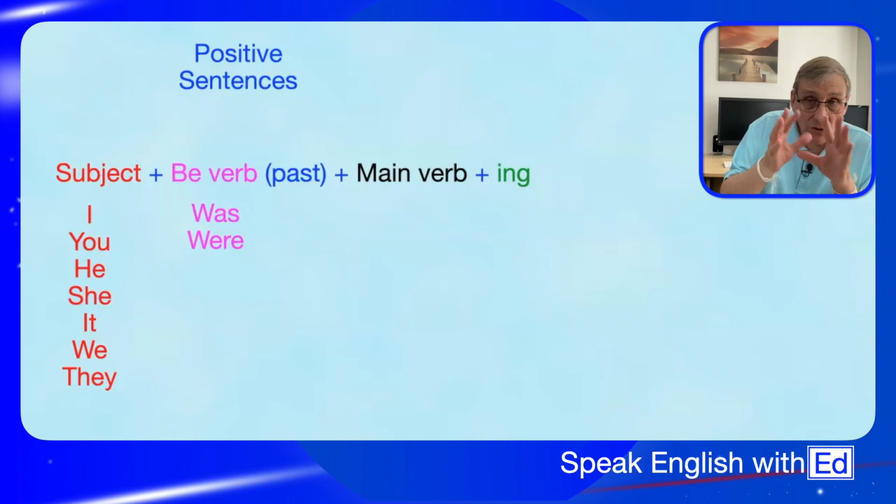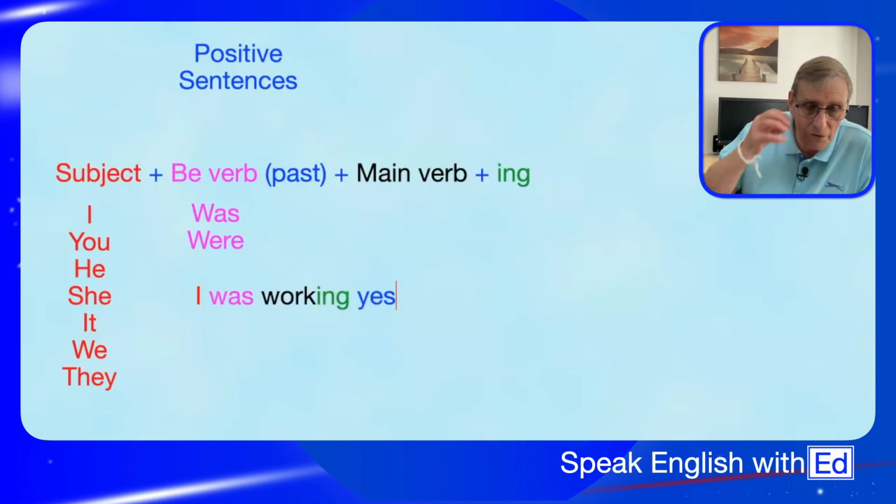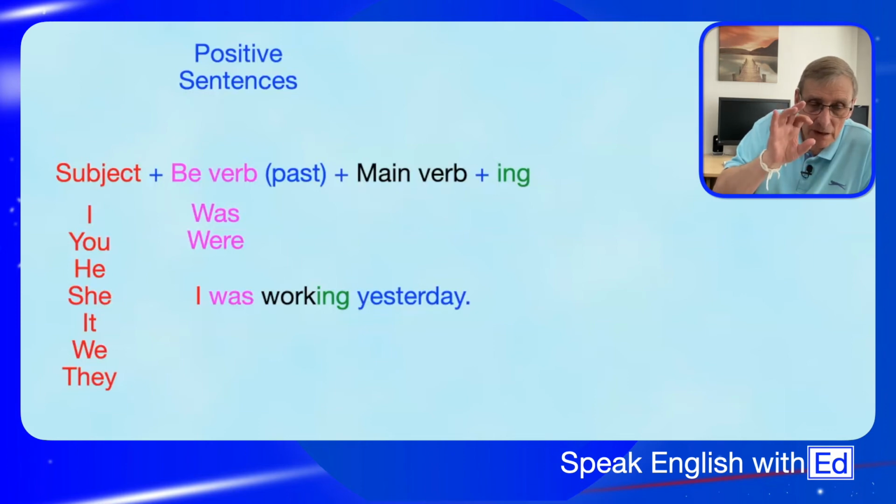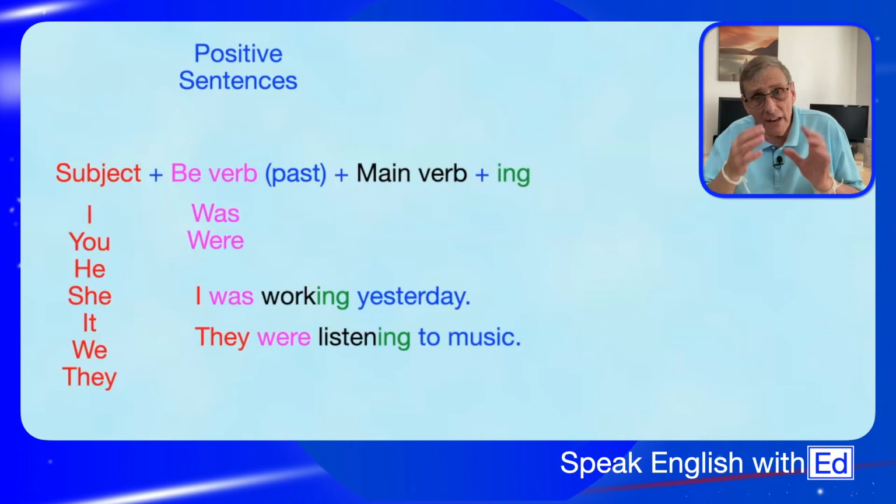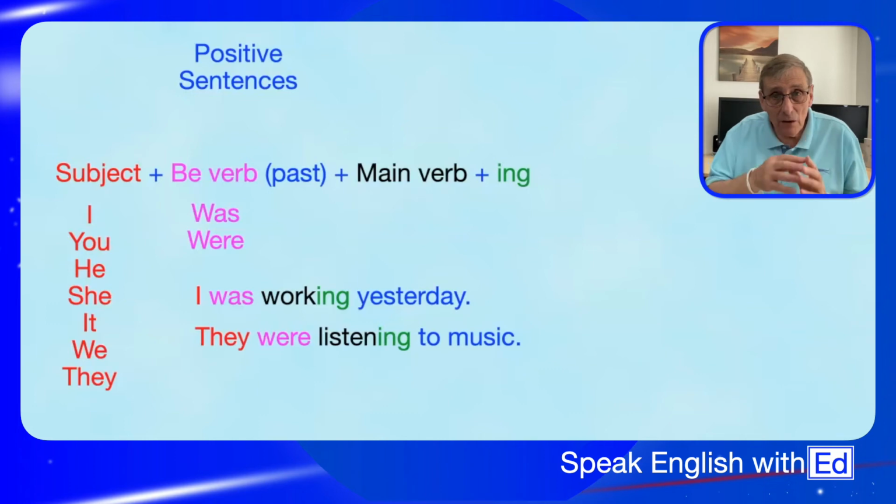So you make sure that you're using the right one with the right verb with the right subject, and then you put the main verb plus ing, and that's going to look like I was working. Work is the main verb plus ing, working. Yesterday, I was working yesterday. They were listening to music. They were listening to music.